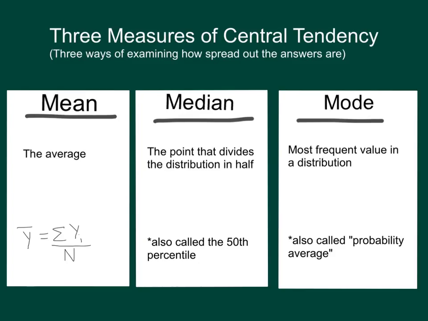The three measures of central tendency are mean, median, and mode. The mean gives you the average, the median, the point that divides the distribution in half, also known as the 50th percentile point, and the mode gives you the most frequent value in a distribution. This is also sometimes referred to as the probability average.